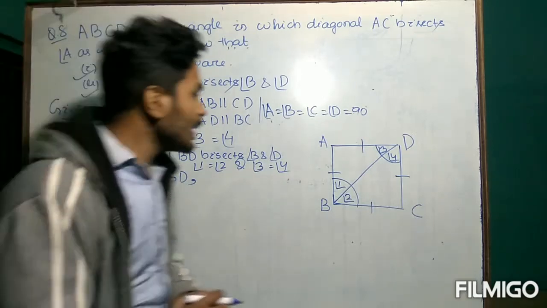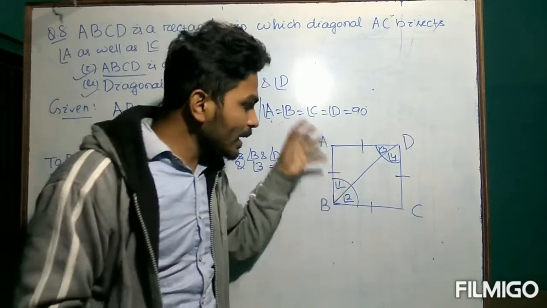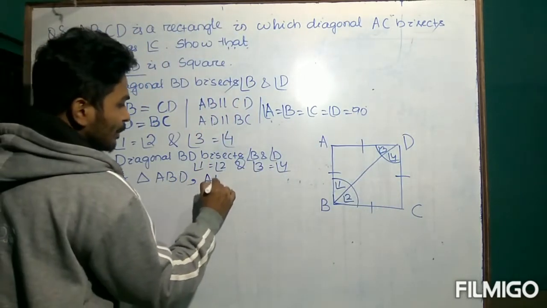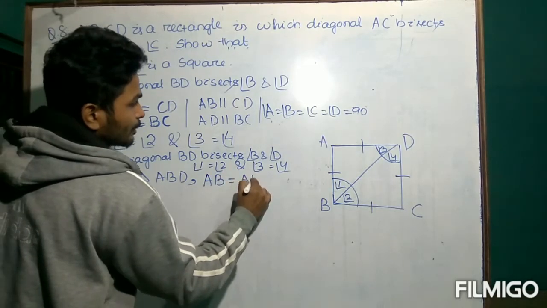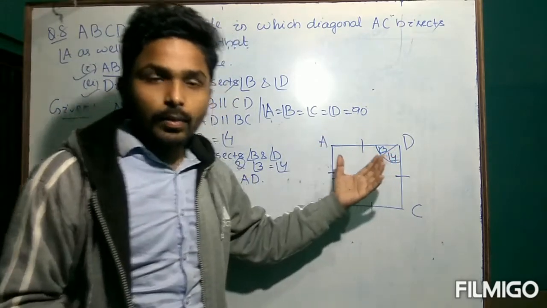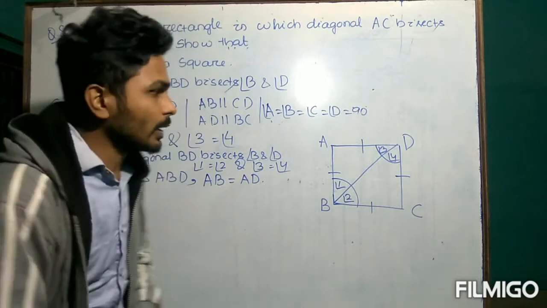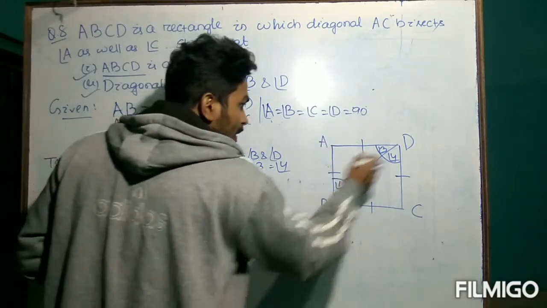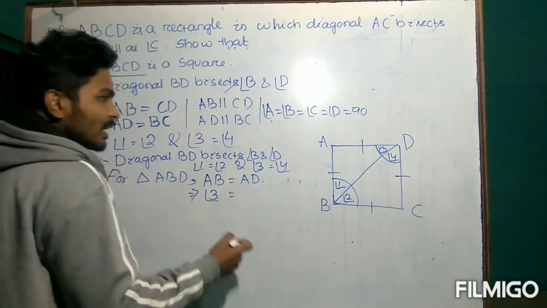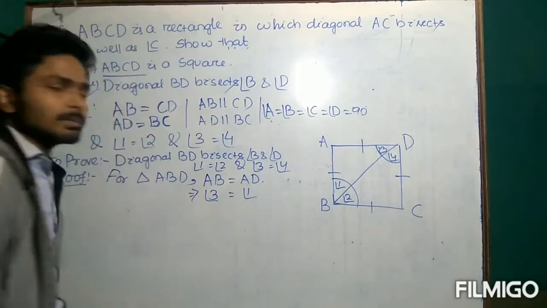Okay, in triangle ABD, AB side is equal to AD side. Why? Because it is a square, and we know in a square all the four sides are equal. So we can write that AB is equal to AD. And if in a triangle any two sides are equal, if it is an isosceles triangle, then their opposite angles must be equal. So the opposite angle of side AB is angle 3, and the opposite angle of AD side is angle 1. So we can write angle 3 is equal to angle 1.